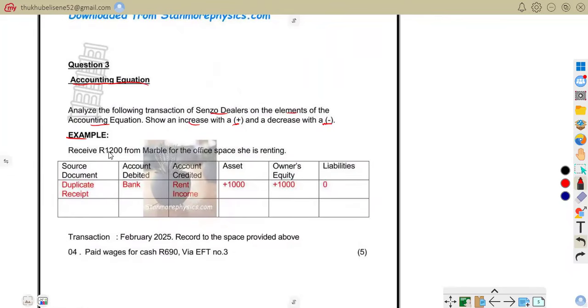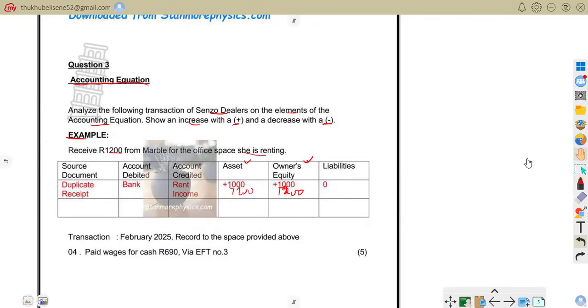We are given an example here: received 1,200 for the office space she's renting. As you can see, if we receive 1,200, this is going to increase our assets, because cash falls under assets. So our assets are going to increase, as well as our owners' equity. So this affects assets and owners' equity, but it is 1.2. It's a mistake that happened there. It's 1.2, not 1,000. So this is the example that we're given.